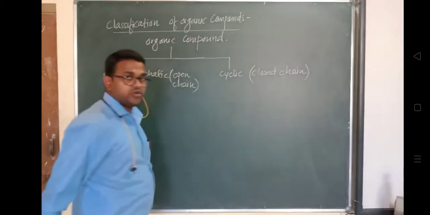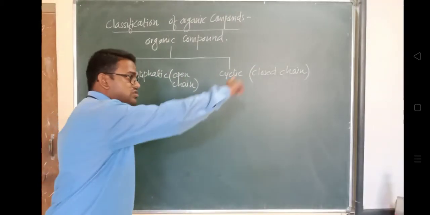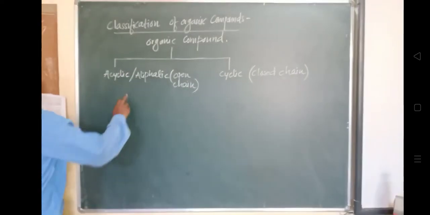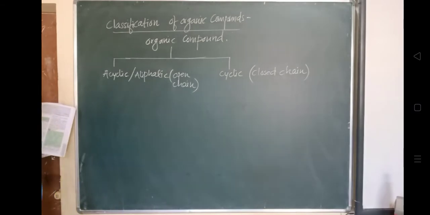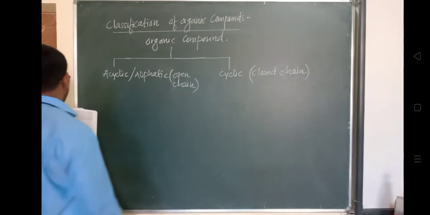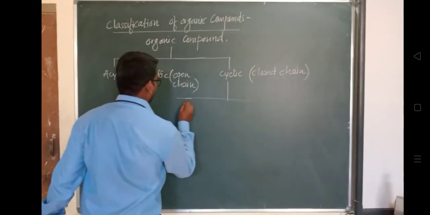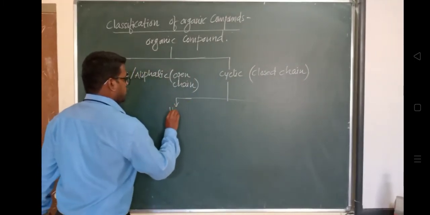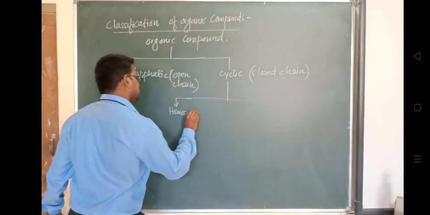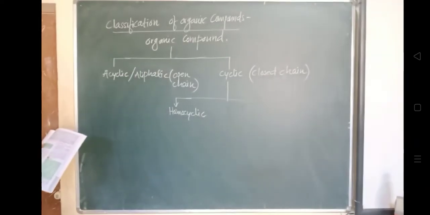We will discuss it. Closed chain means the complete structure will be cyclic. Then the cyclic will get classified into more categories, that is homocyclic, and another one is hetero.